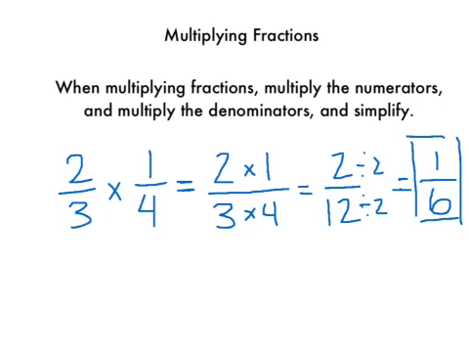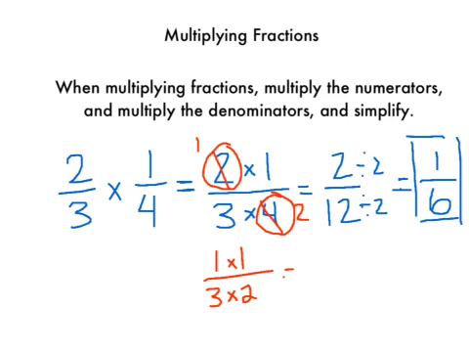Now, what you can recognize also is that you can simplify before you multiply. If you notice here, 2 and 4 both share a factor of 2. So 2 divided by 2 is 1, and 4 divided by 2 is 2. And when you multiply 1 times 1 over 3 times 2, you get 1/6. So these are the same. Okay, any way you want to do it is fine.